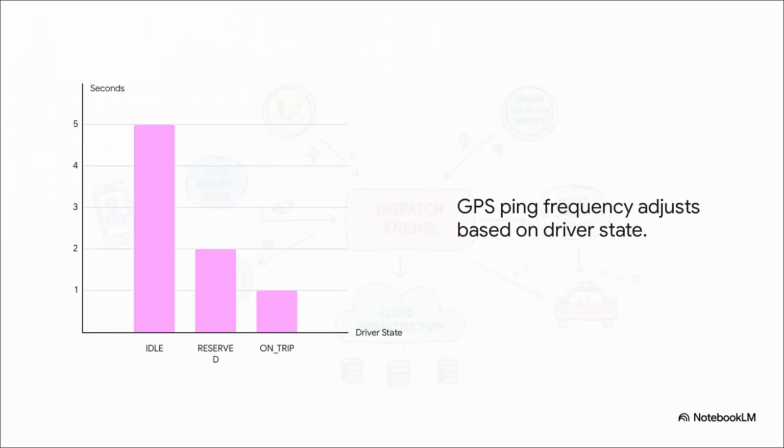But they don't stop there with the optimizations. This part is actually brilliant. The system adapts how often it asks for a GPS ping based on exactly what the driver is doing right now. If a driver is idle, just hanging out waiting for a ride, their phone only pings the server every 5 seconds. I mean, why waste server power, right? But the second they flip to reserved and are actively driving to pick you up, it drops to 2 seconds. And if they are on trip with you, literally in the back seat, it updates every single second so that little car animation on your map is perfectly smooth. This adaptive pinging saves a massive amount of server overhead, actually reducing write capacity waste by up to 70%.